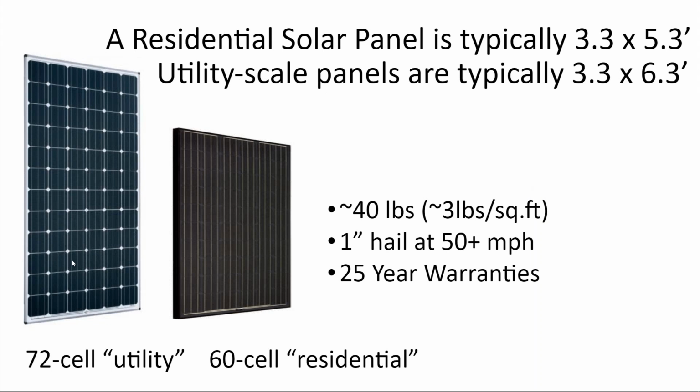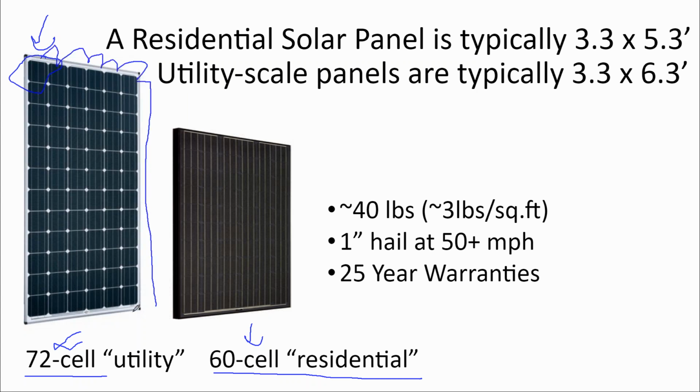One of the main differences between, say, a utility scale panel and a residential solar panel is that most, not all, but most residential solar panels are 60 cell, and most utility scale panels are 72 cell. Now, there are some nuances, but what do we mean by that? Well, we're literally talking about the individual cell on the solar panel itself. So here we got 1, 2, 3, 4, 5, 6. And then if we counted all of these, we would get 12, and that's 6 times 12. That's a 72 cell solar panel.